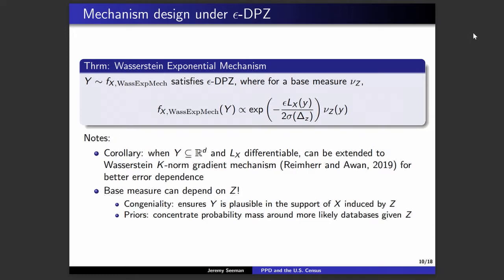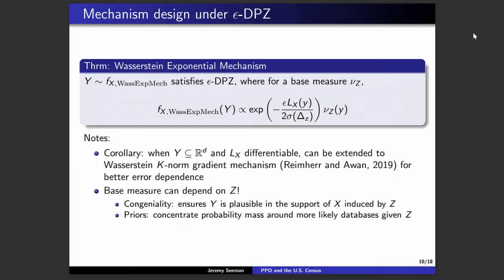Now, what makes this different from the traditional mechanism is two things. One is that we have this new sensitivity that's induced by this public information. The other big thing is that our public information is now part of our base measure. This is particularly important today because when we change this base measure, we can incorporate this public information in a way that avoids a lot of the problems associated with post-processing.